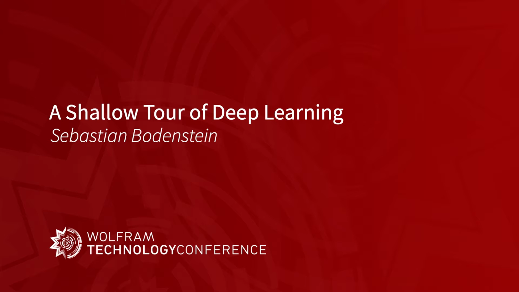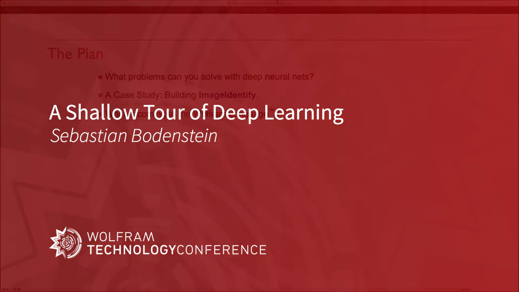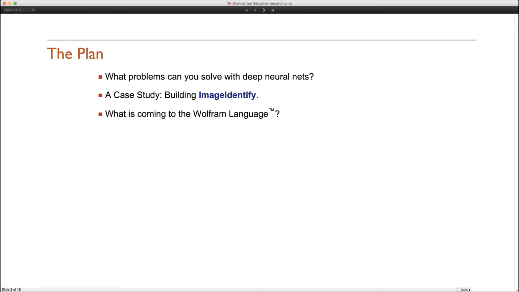So this talk will give a high-level overview of some things. First of all, applications of neural networks and why they're interesting and why they're so hot currently. And then I'll give an overview of an actual case study of how we built image identify, so all the steps that are required to do something like that. And then at the end, we'll discuss quickly what's coming in either 10.4 or 11.0 for the new neural network framework.